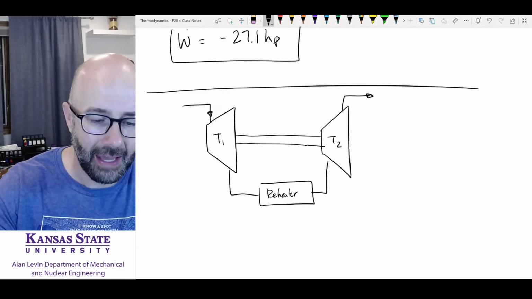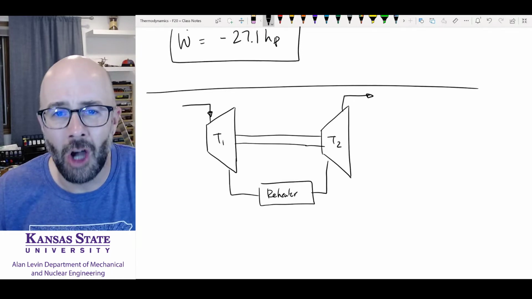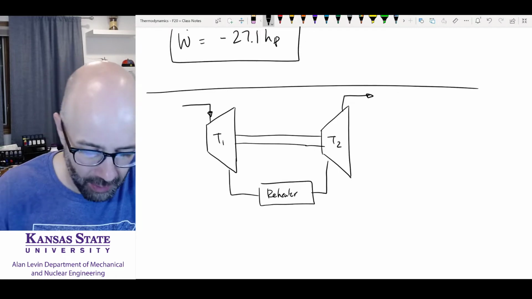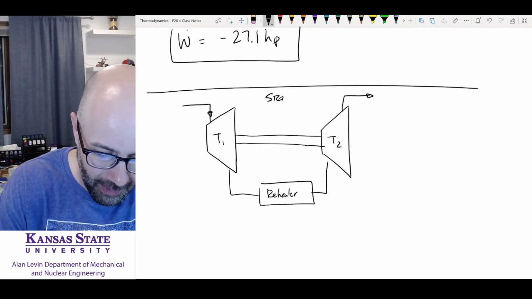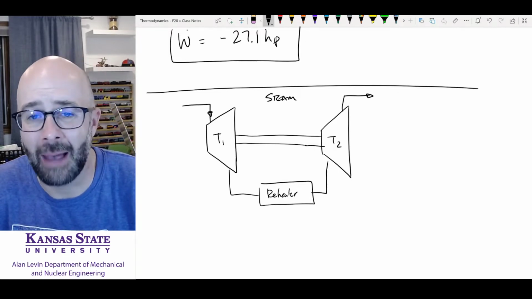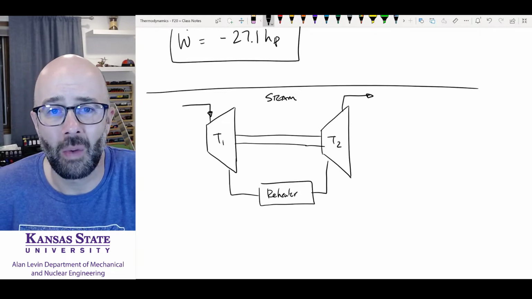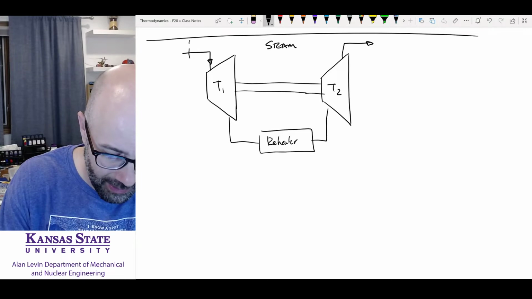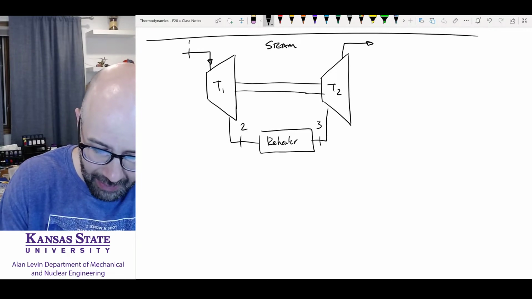This is a very common thing that happens with turbines. In this case, we have steam. It's a steam turbine. So over at St. Mary's at the power plant, this is happening right now. Right now, we are putting in steam, and let's say what state 1 is. This is state 1, this is state 2, this is state 3, this is state 4.